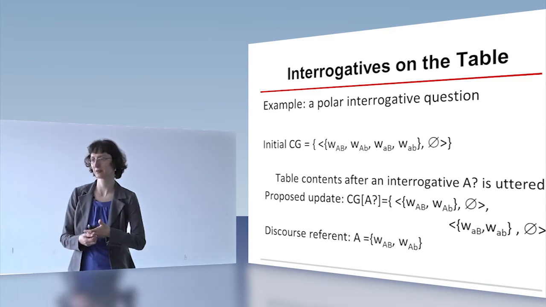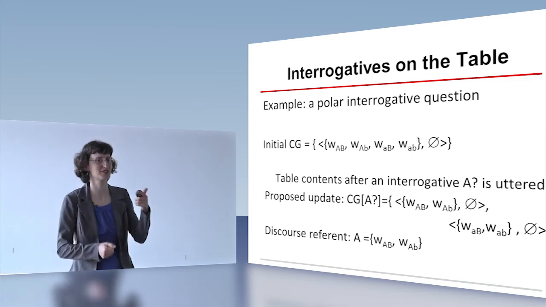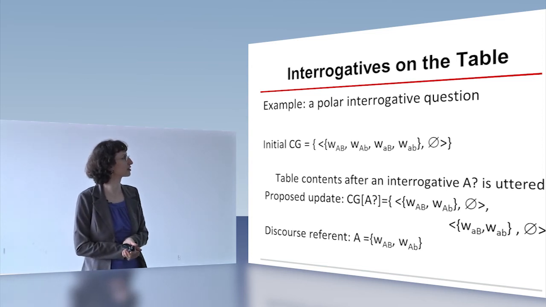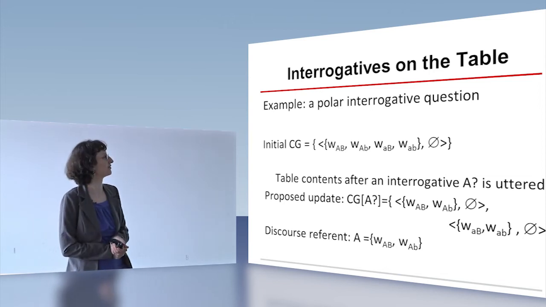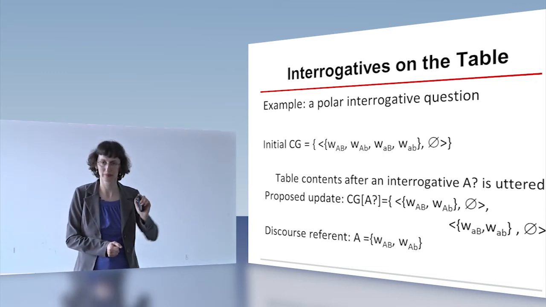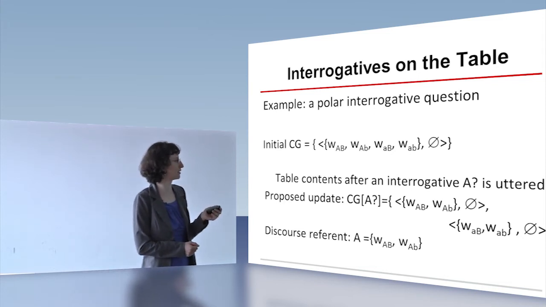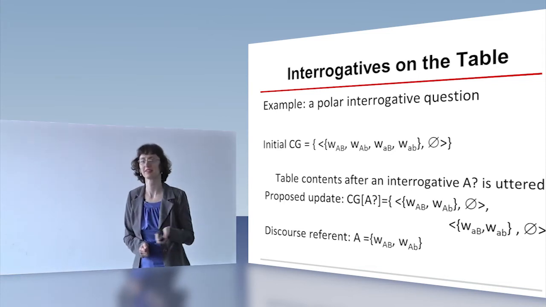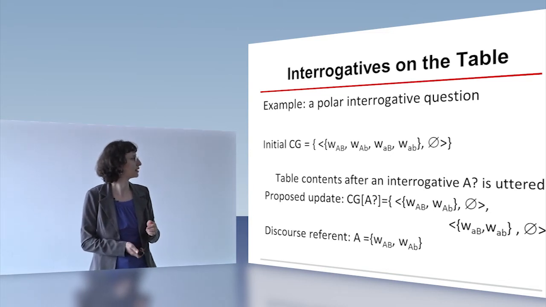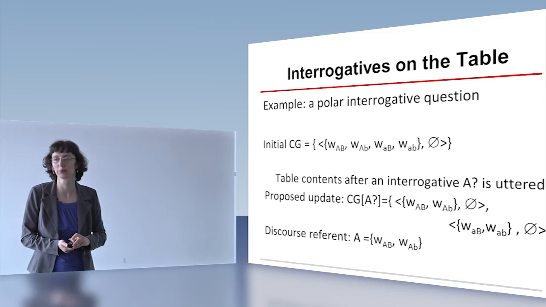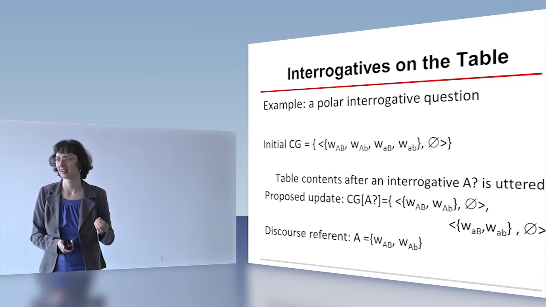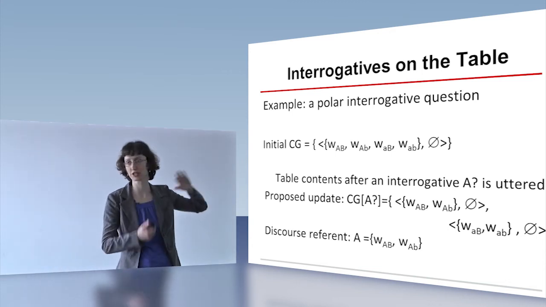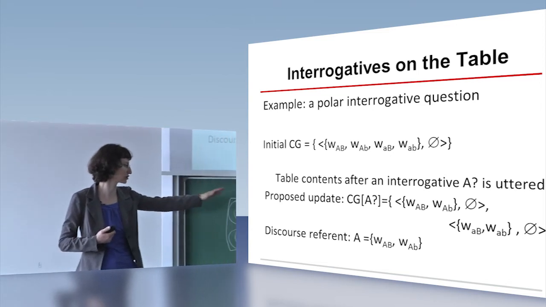Okay, things are different with questions. I said they would be different with questions, and sure enough, they are. So look at the polar interrogative. Is A true, or something like that? So the discourse referent is the same as before. This is following Farkas and Bruce and Farkas and Roelofsen, all these proposals that when you have a polar interrogative such as, is the door open? Then the door being open is the at-issue proposition here. And that sits on top of that partition between the open door worlds and non-open door worlds.